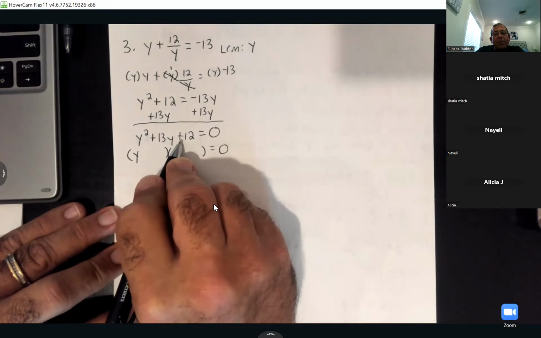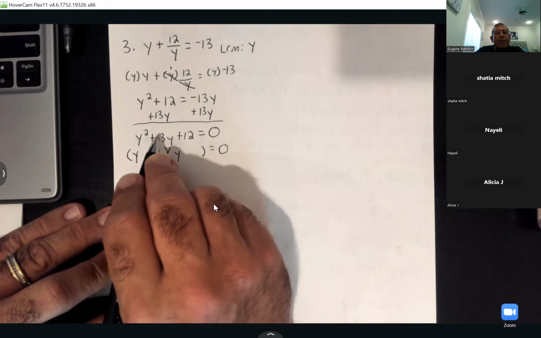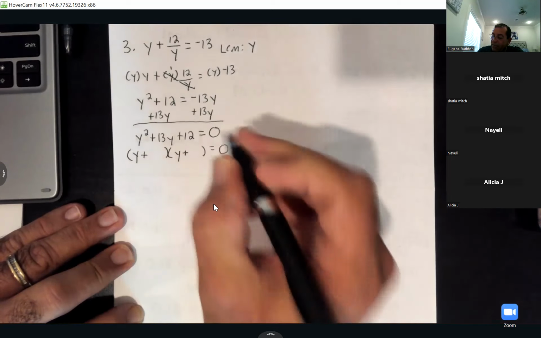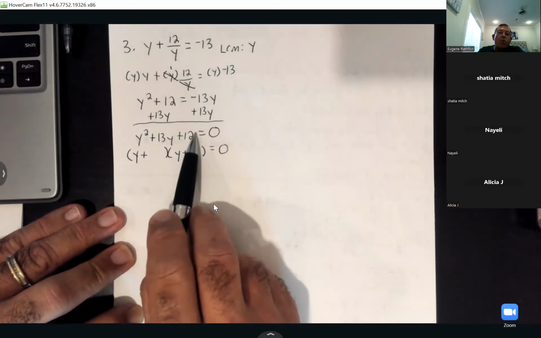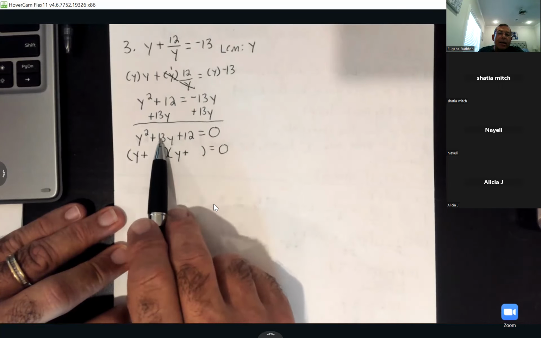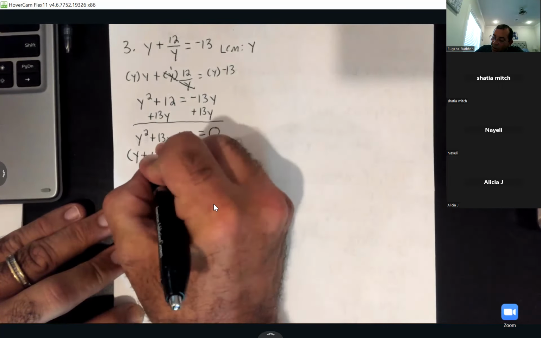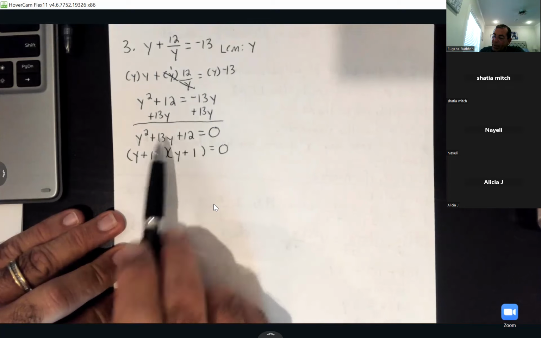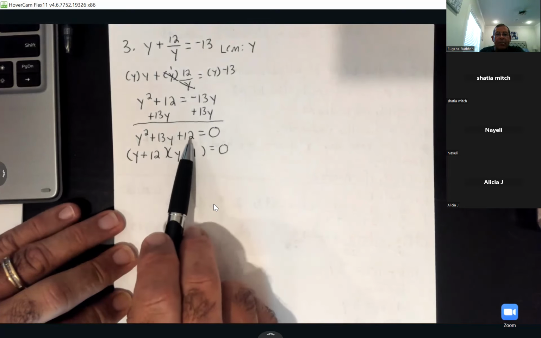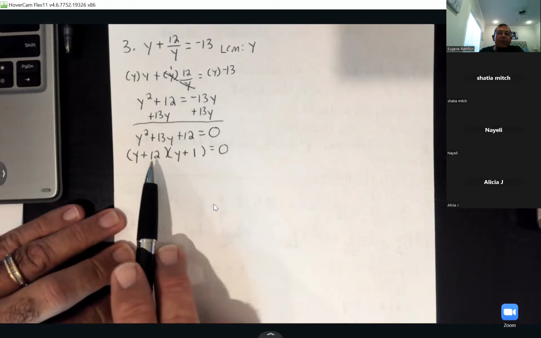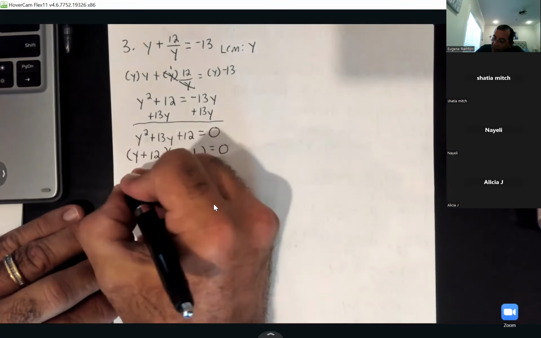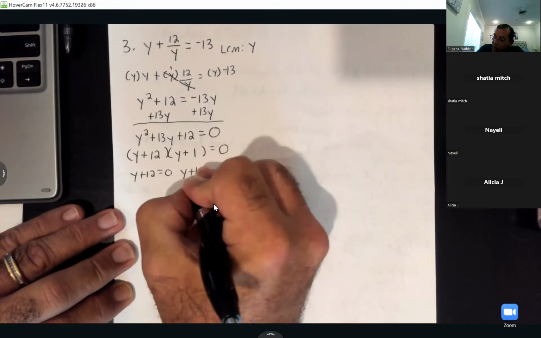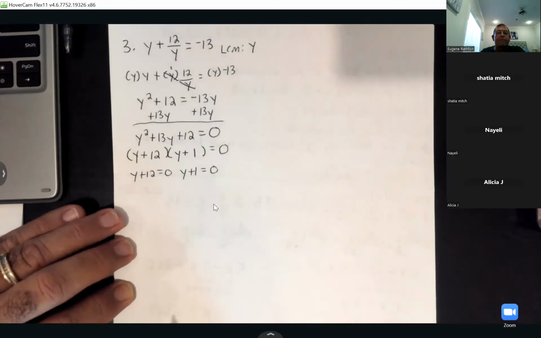Remember, if the last number is positive, both of these factors will have the same sign as the middle. So both of these will be positive. And then I want factors of 12 that'll add to get 13. That'll be what, 12 and 1? So remember, they add to get the middle, they multiply to get that last number. All right, so it's factored. Now set both of these factors equal to 0. So I'll have y plus 12 equals 0 and y plus 1 equals 0.